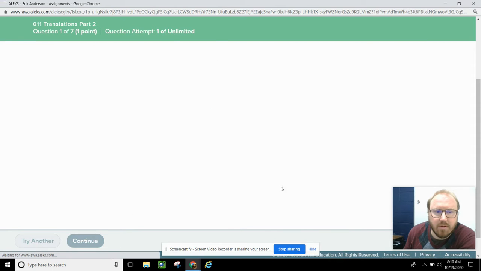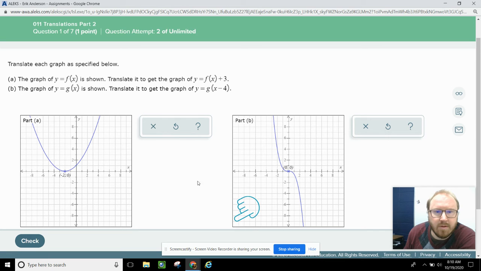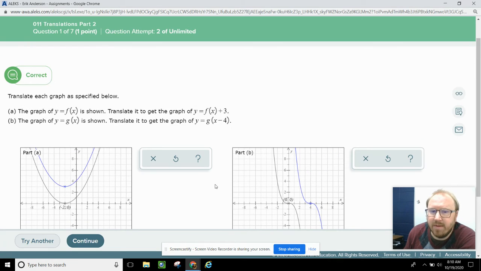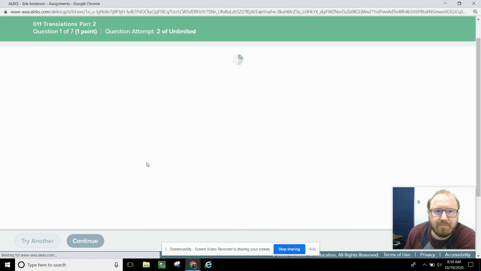Let's try another. The first one is f of x plus 3, so that's going to go up 3. So if I have the point negative 2, 0, I'm going to go up 3 units. And g of x minus 4, subtracting on the inside, is going to go to the right 4 units. I'll check that and try another.